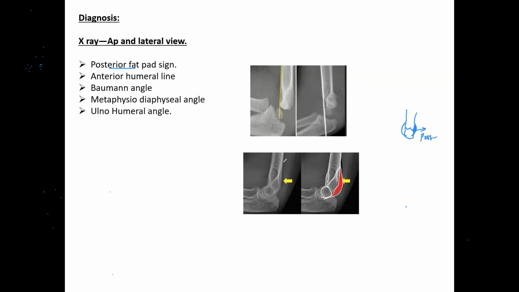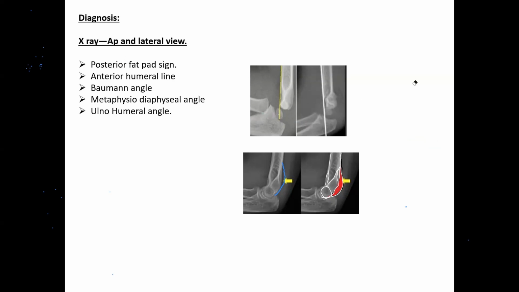Here, if you see, there is a posterior fat pad sign. It's nothing but the bleeding inside the posterior aspect. So the posterior fat pad sign suggests an undisplaced or subtle fracture. And when you draw an anterior humeral line, as I told, it should cut the distal humerus epiphysis. Here, what is happening is it is lying posterior to it.